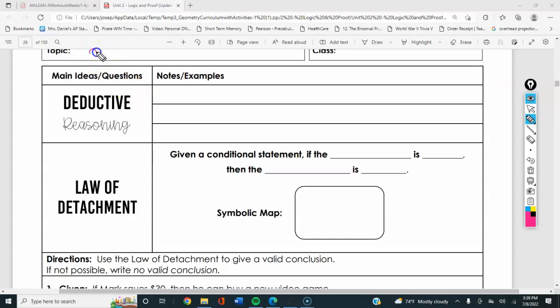Today we are looking at topic 2.5, deductive reasoning. So deductive reasoning, what does it mean to deduce something?